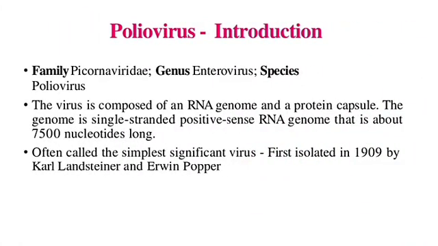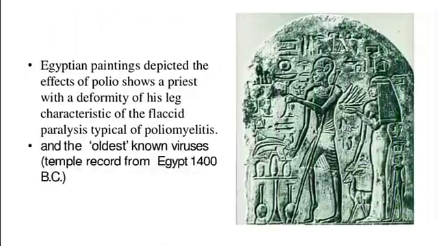Poliovirus: family Picornaviridae, genus enterovirus, species poliovirus. The virus is composed of an RNA genome and a protein capsid. The genome is a single-stranded, positive-sense RNA about 7,500 nucleotides long. Often they are called the simplest significant virus. This was first isolated in 1909 by Karl Landsteiner and Erwin Popper.